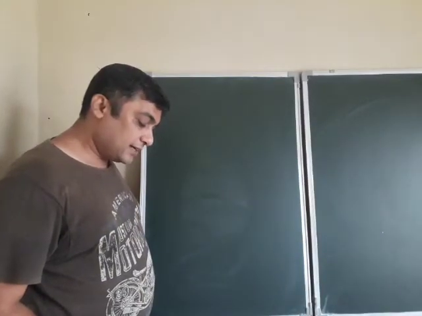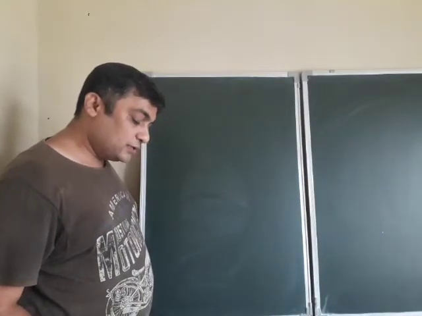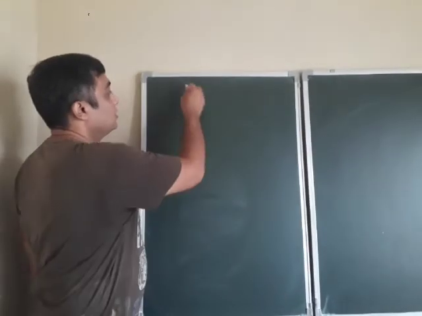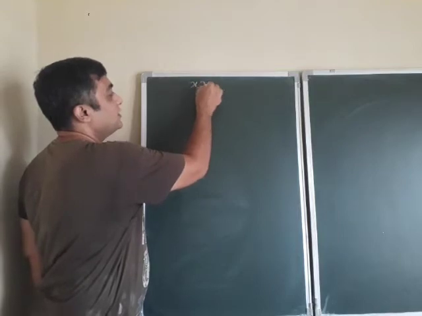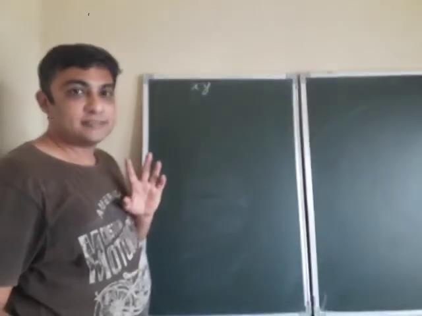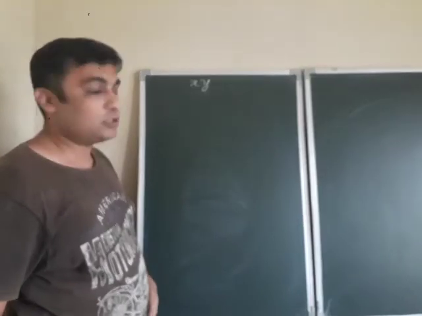See here, the data is: the sum of the digits of a two-digit number is 9. So suppose you can assume a two-digit number is equal to xy. Now see here, the two languages are there. So first please be clear about the language.